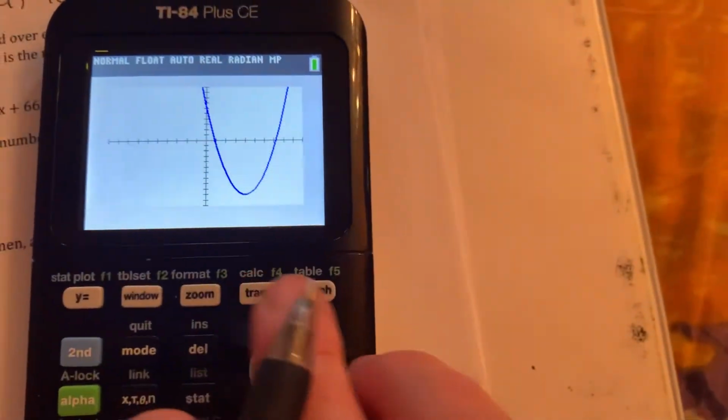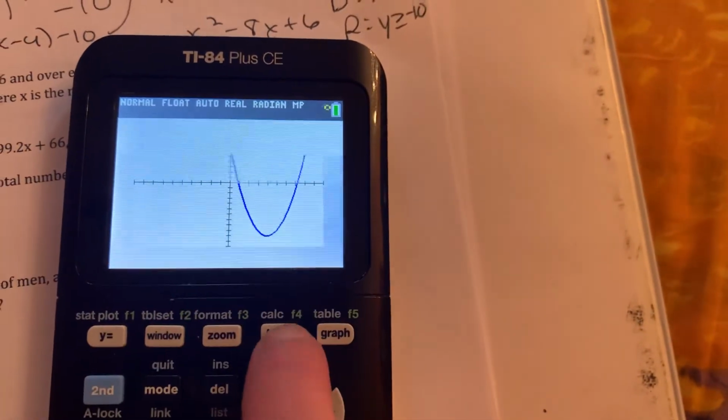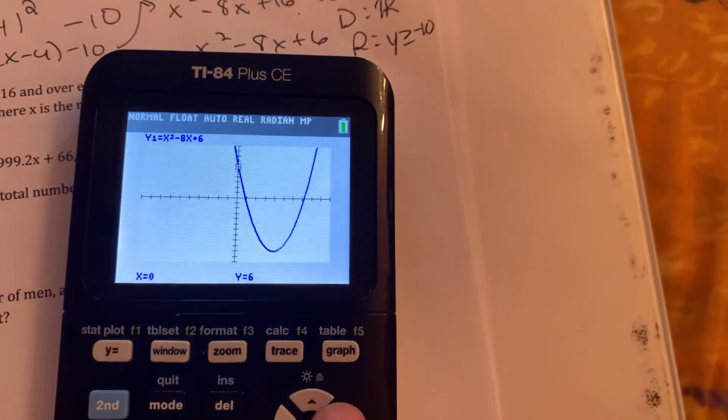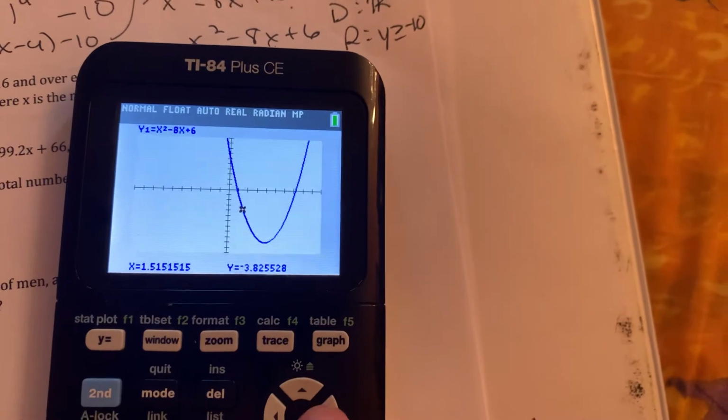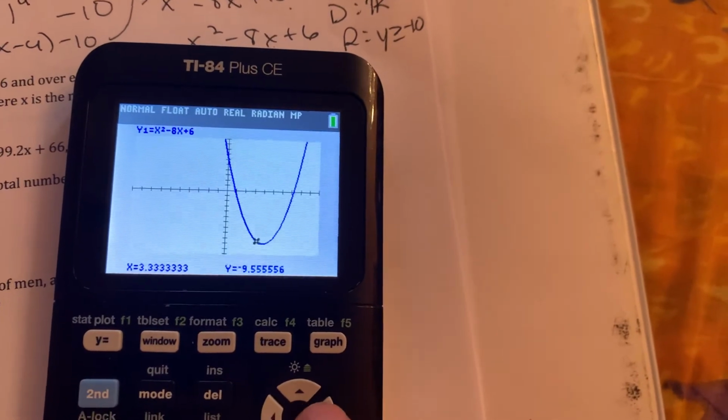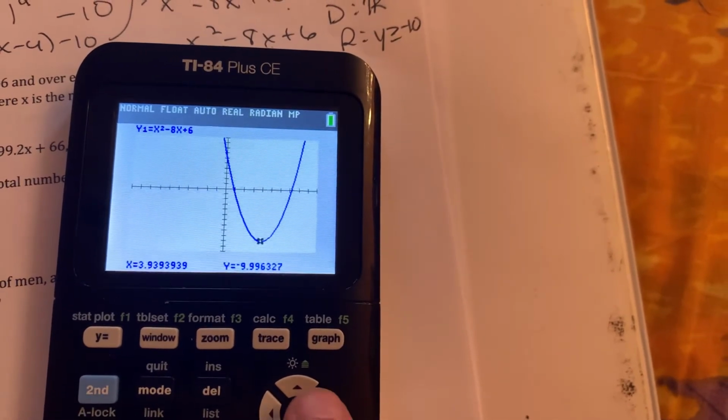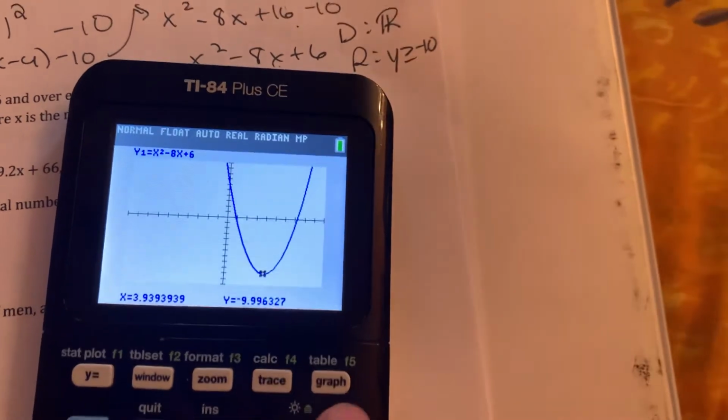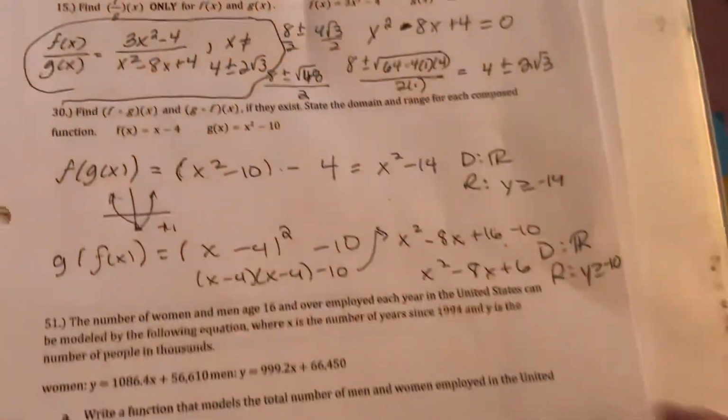Could you have just done trace? You could have done second, trace. Oops, I'm sorry, or just trace. Just traced it. What is that number about? This is not the most accurate way, but you're like, oh, okay, it's about negative 10. All right, so that's how you do that one.